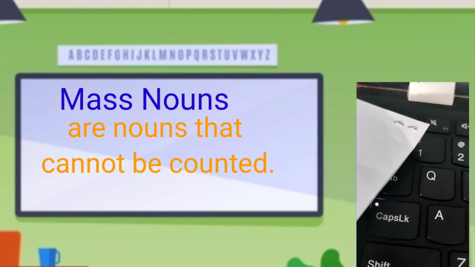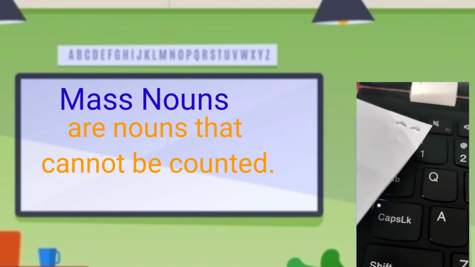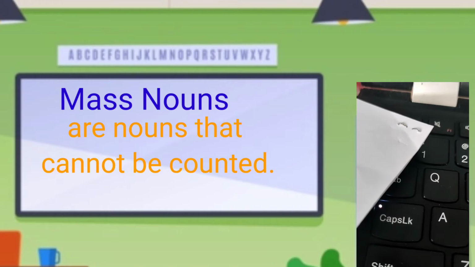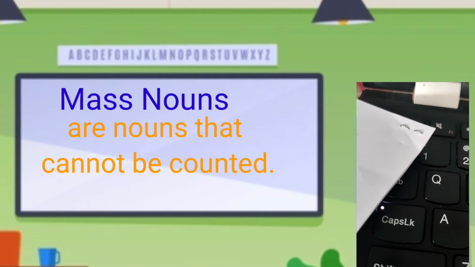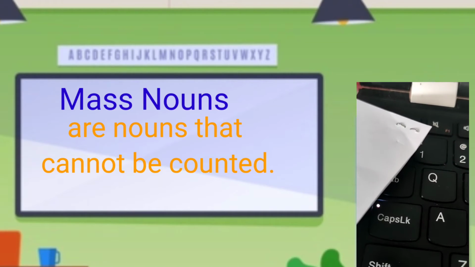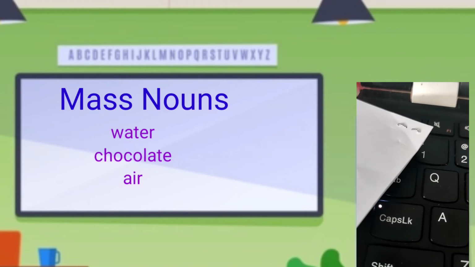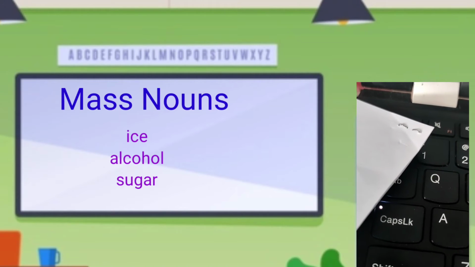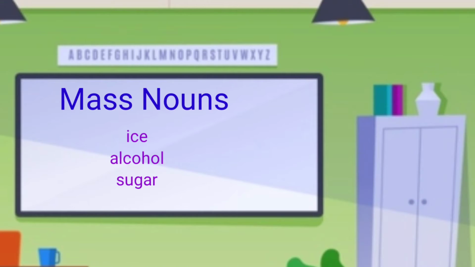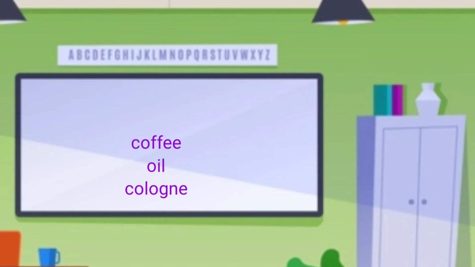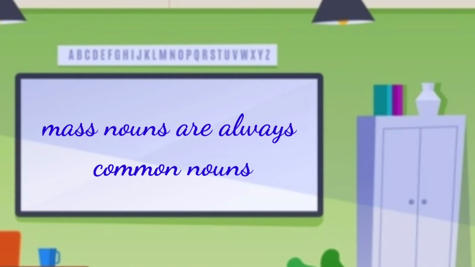We have mass nouns, which are nouns that cannot be counted. They cannot be separated into countable units. They can only be quantified by terms that signify amount. Examples, we have water, chocolate, air, ice, alcohol, sugar, coffee, oil, cologne. Mass nouns are always common nouns.